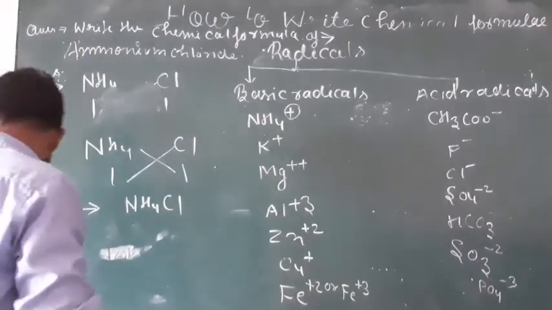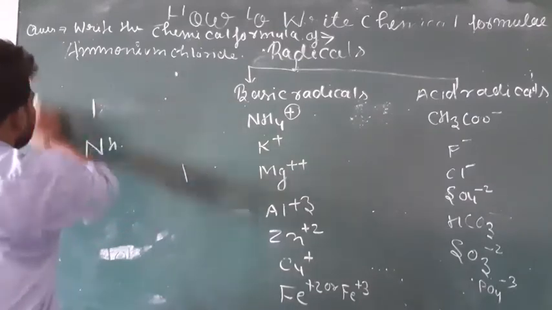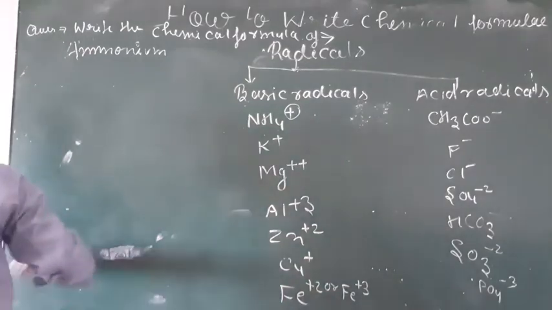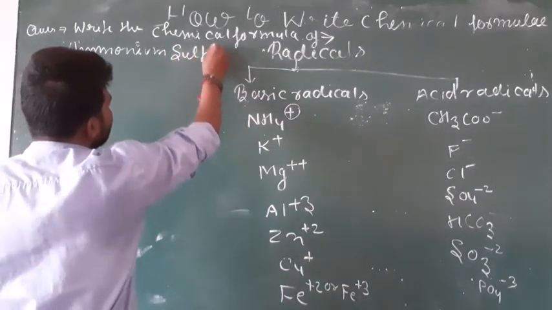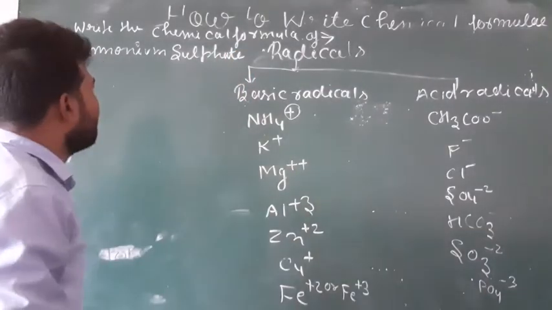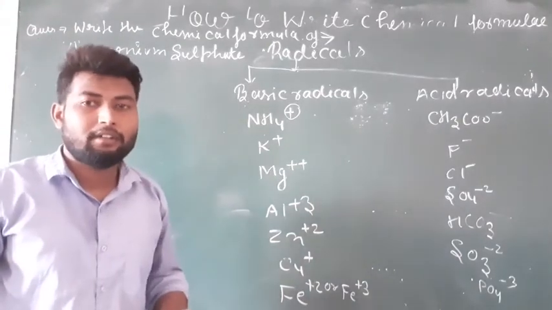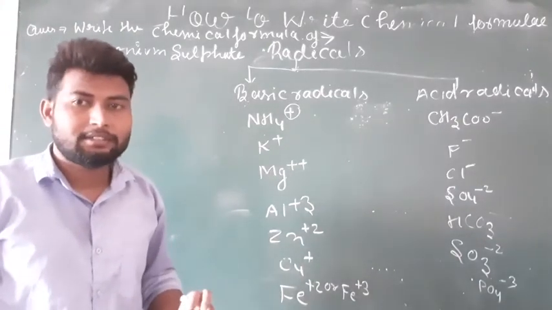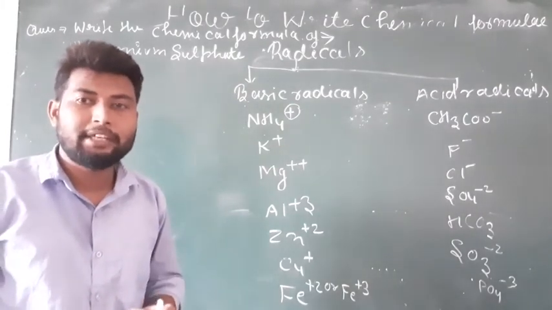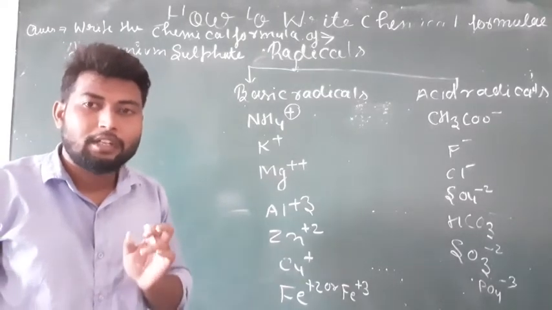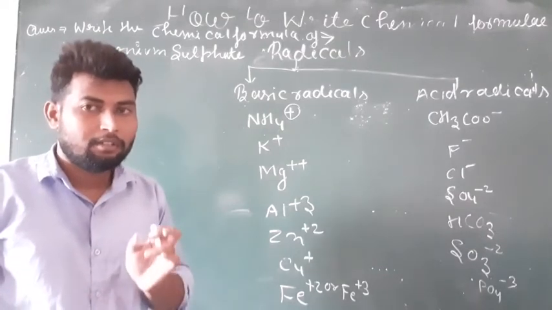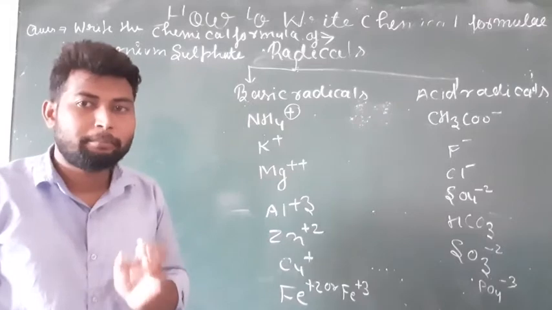Okay, another example. Suppose you want to write the chemical formula of ammonium sulfate. Sulfate is a radical. In the case of a radical, when a single atom bears a charge, that radical need not be written with brackets. But when a group of atoms bears a positive or negative charge, then in the chemical formula you enclose the radical with brackets.